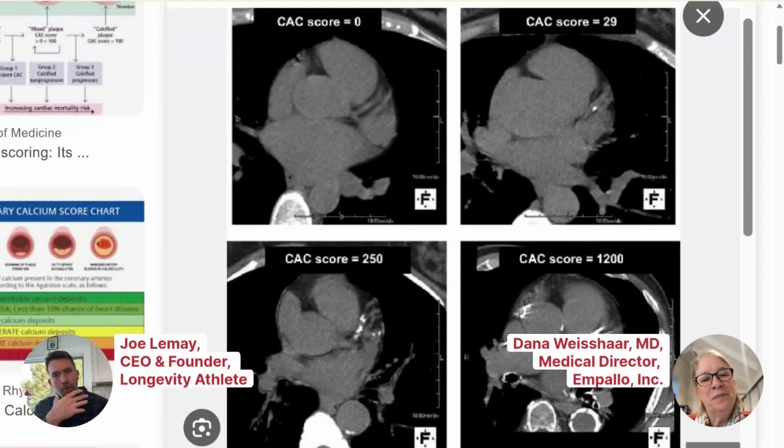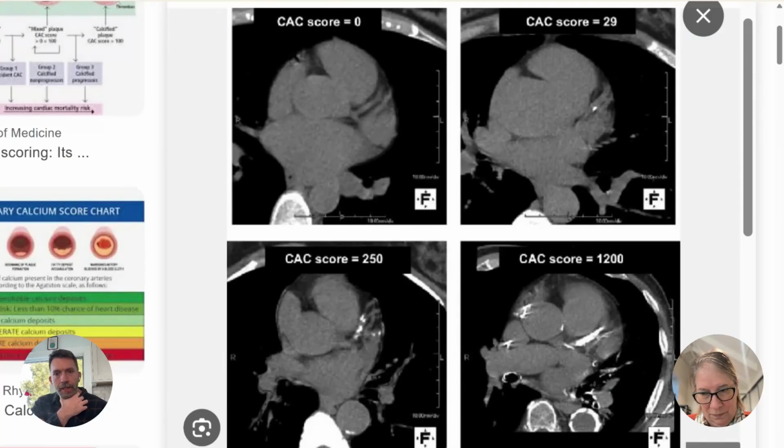I have a sort of a brewing question. I'm not sure if I know how to articulate it right. Clearly I can see 1200 is big and 0 is nothing. At what score would a patient start to get concerned, and does it depend on their age?